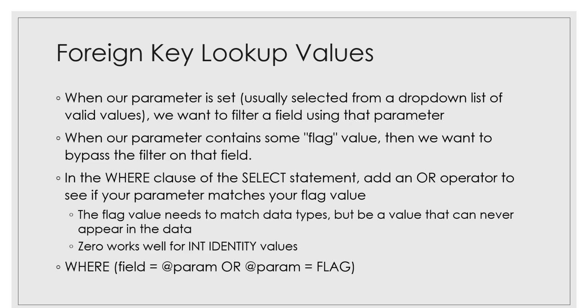So for foreign key lookups, okay, this is a situation where, as I said, we usually have an integer identity or a big int or something like that. Maybe it could be a GUID, but we can have text values as well. The point is to get some sort of a flag value, a value that would never exist in the real data that we can then use as a flag to indicate that we don't want to filter by this after all, right? So we end up with something like at the bottom there in our where clause, the filter for our select statement, where the field actually matches our parameter, in which case we want to include it, or the parameter matches our flag value.